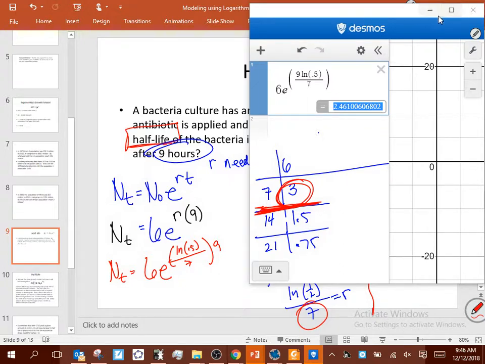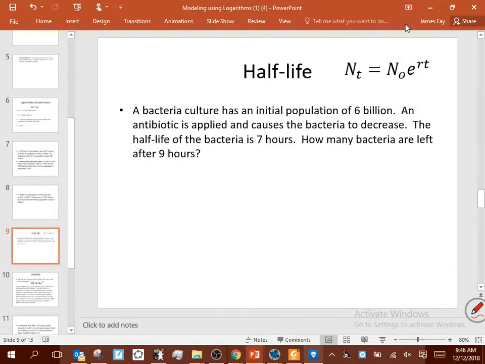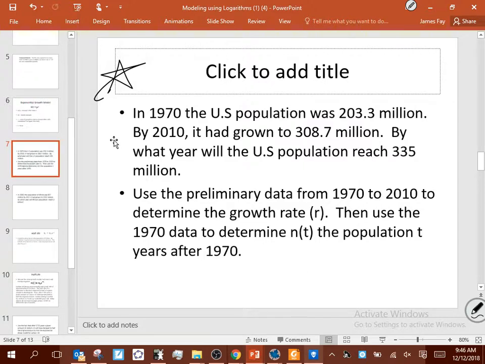We've got time for one more. Let's do this one here. Put a star on that. Something that you're going to want to be able to do. I'm not going to give you that exact problem, but I'll give you something similar to it.